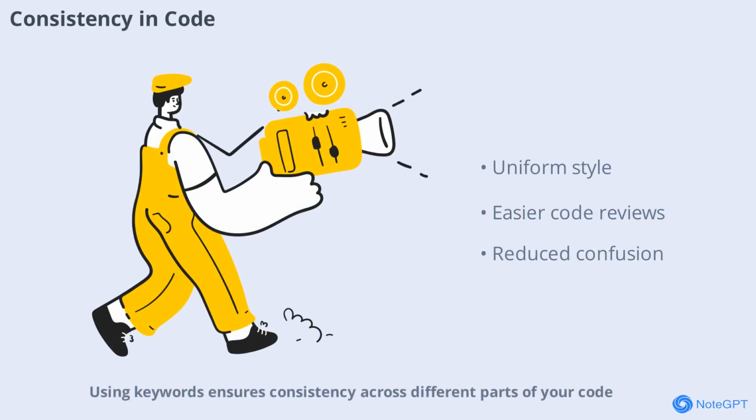Using keywords ensures consistency across different parts of your code. Since keywords have fixed meanings, they help maintain a uniform style and structure. This consistency is crucial in large projects where multiple developers contribute. It reduces confusion and makes it easier to follow the logic of the program. Consistent use of keywords also helps in code reviews and debugging.